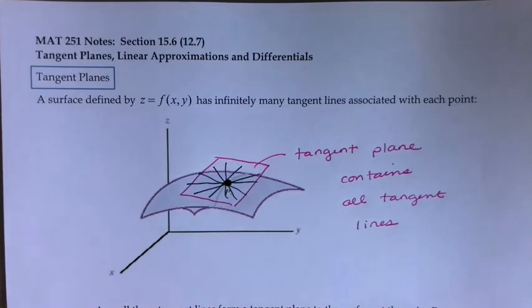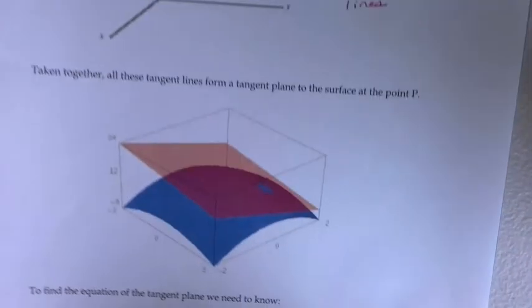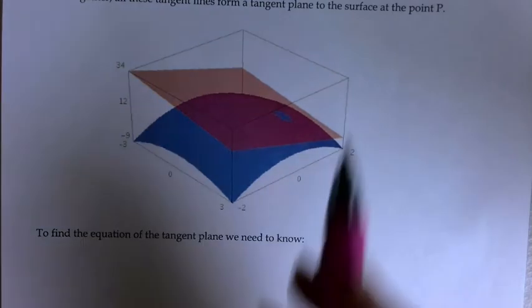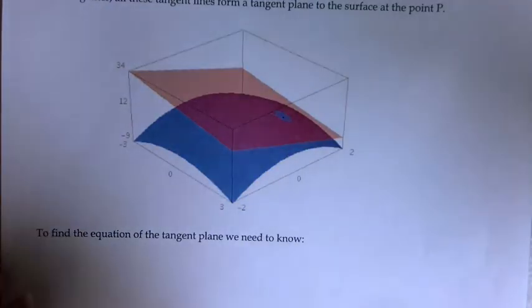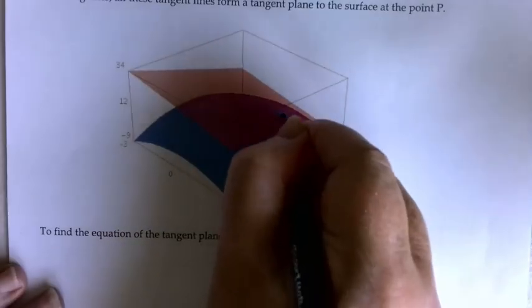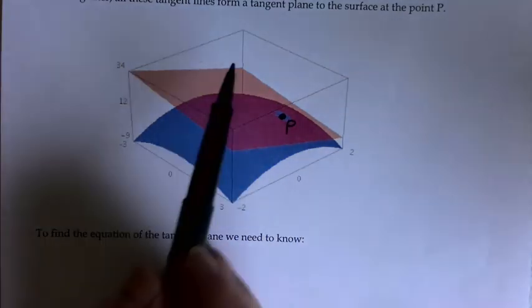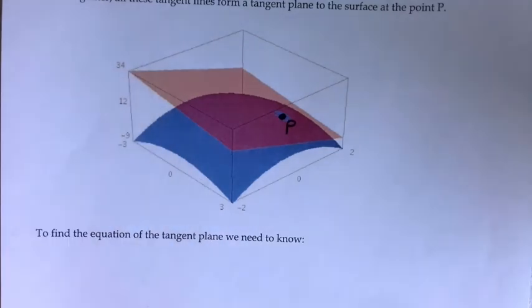There's a little bit better picture, or a more three-dimensional one down here. You can see this is the point P right here, the point of tangency. The blue is the initial curved surface, and the orangish is the tangent plane that's just touching the surface at that point.